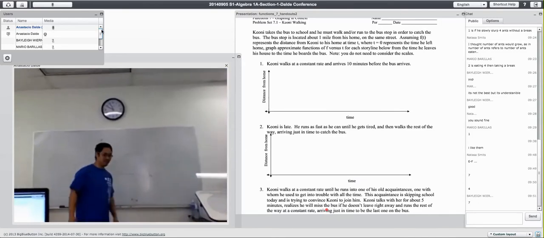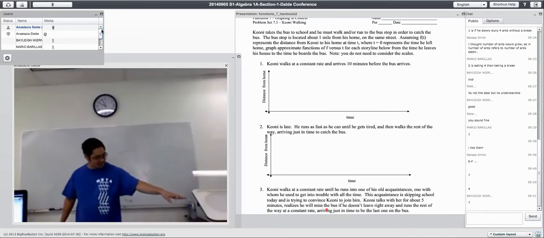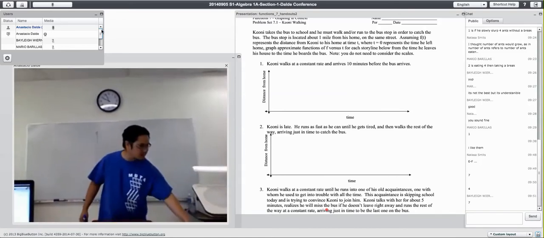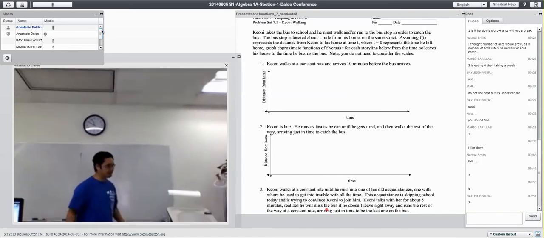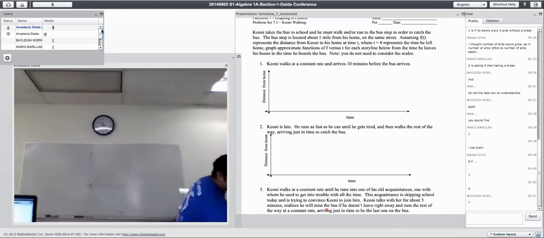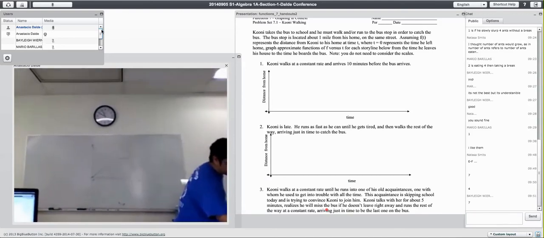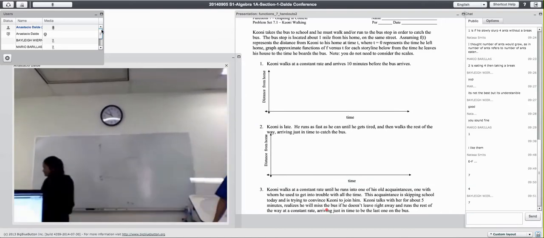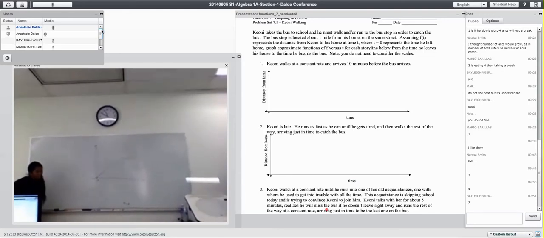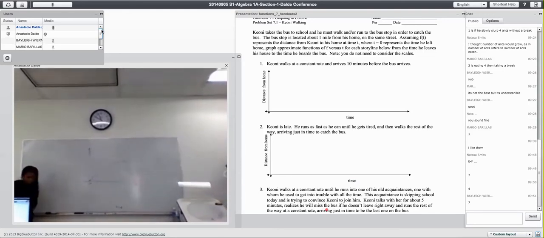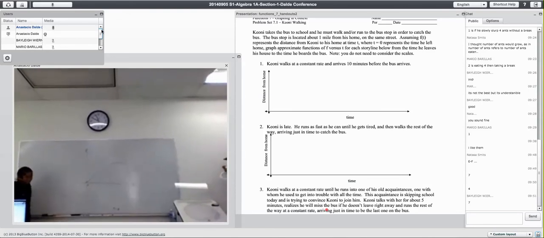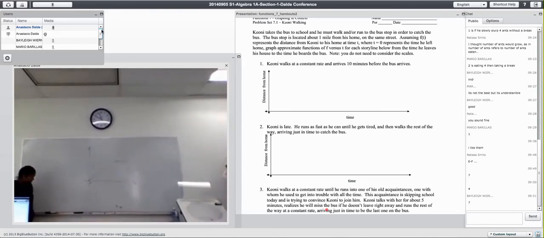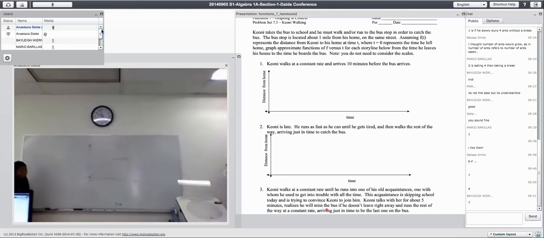All right. Next one. Makana, you are my actress. You ready? Here, come on up. Why don't you read it for me? Here, there's your home. Here's the bus stop. Number 2. Keone is late. He runs as fast as he can until he gets tired and then walks the rest of the way, arriving just in time to catch the bus. Okay, ready? Okay, go.